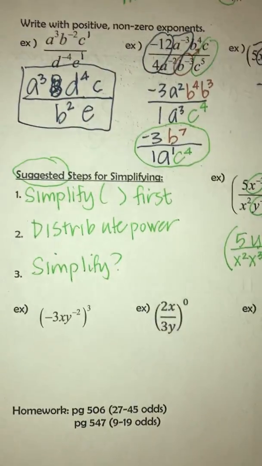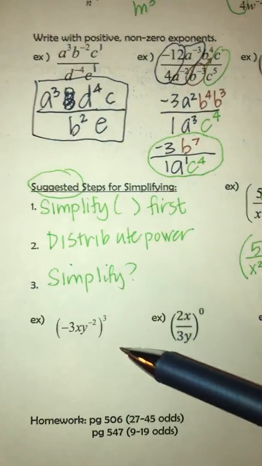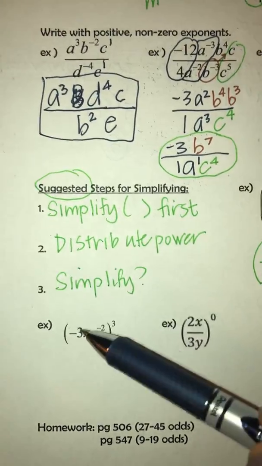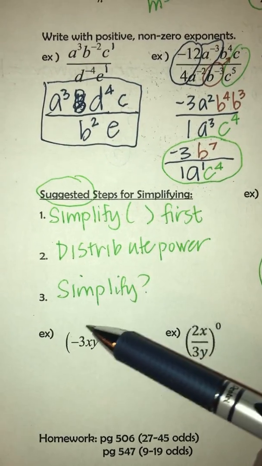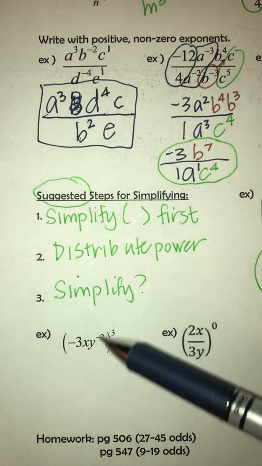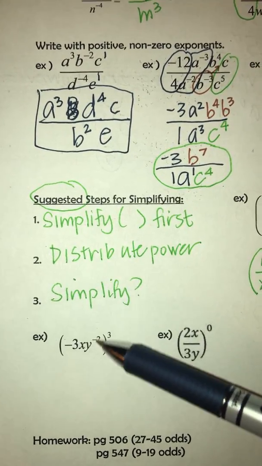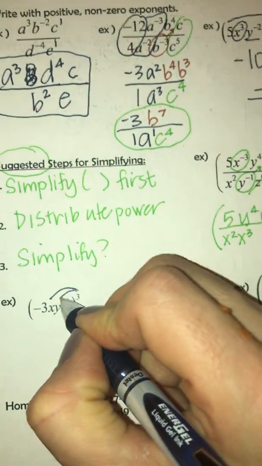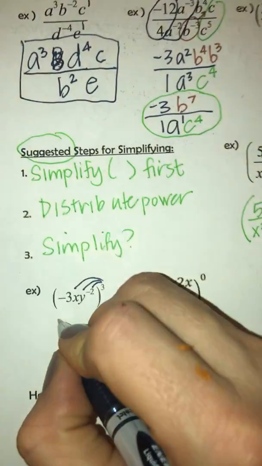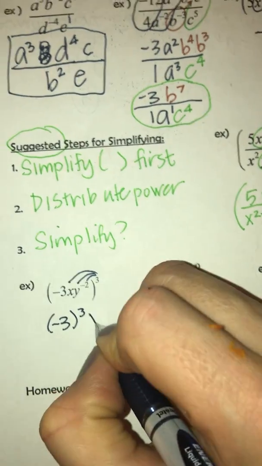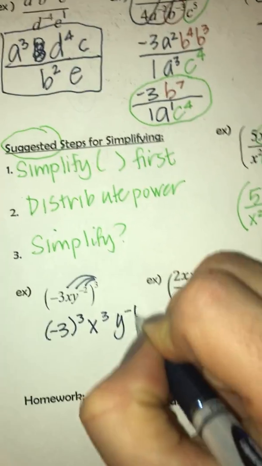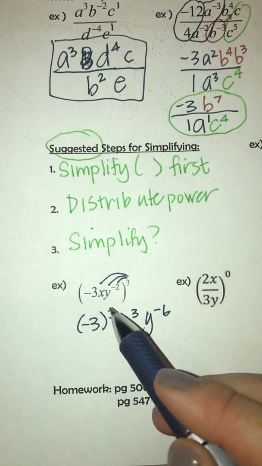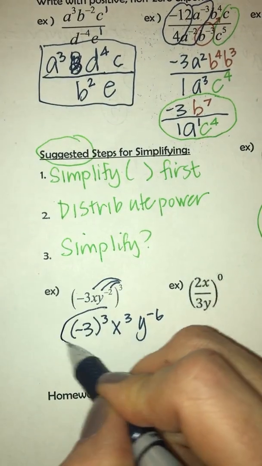So this next problem, and again, this is just suggested steps for simplifying. You might not choose to use the method I use, but if I can simplify what's inside the parentheses first, I might. Now this one, I don't know how much simplifying you would do. Maybe move this y to the 2nd to the bottom, but let's just wait. I'll show you guys that you can use other methods here too. So I'm going to do negative 3 to the 3rd, x to the 3rd, and y to the negative 6th. Now don't forget, negative numbers are okay. We just don't want negative exponents.